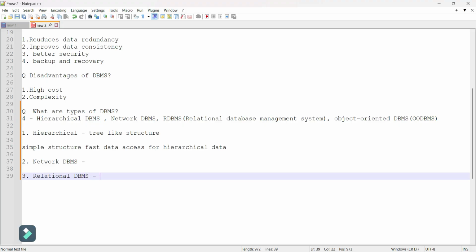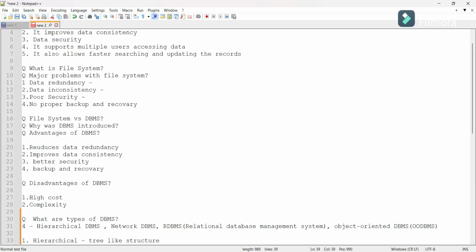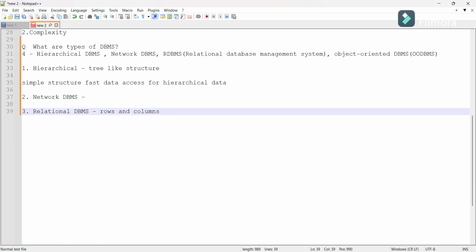Relational DBMS. Relational DBMS basically stores data in the form of rows and columns. The relationships between tables are created using constraints like a primary key and a foreign key. Okay, let's consider an example.